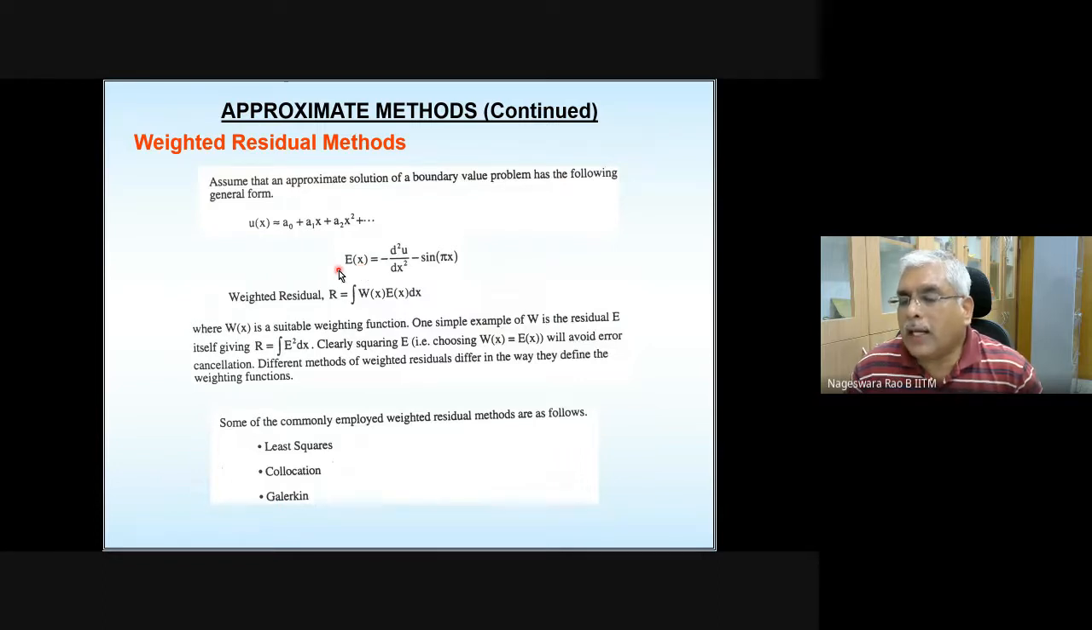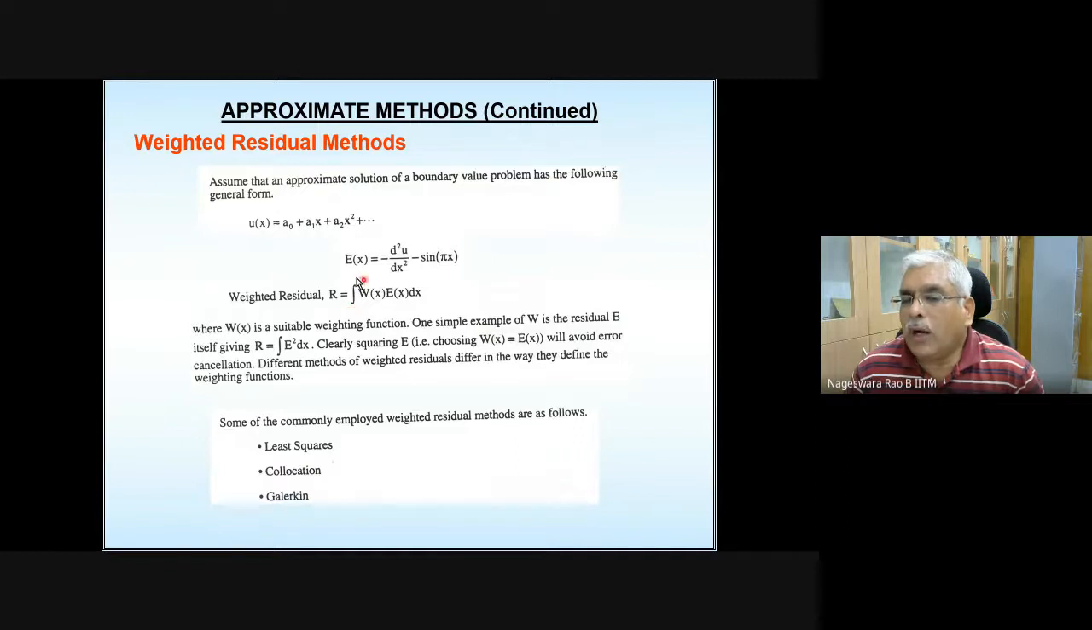And this error in weighted residual methods is going to be multiplied with the weight function and integrated over the problem domain. What is the problem domain here? It's x going from 0 to 1. So integrate this error, which is a function of x, multiplied with a weight function, which is also a function of x, over the problem domain.